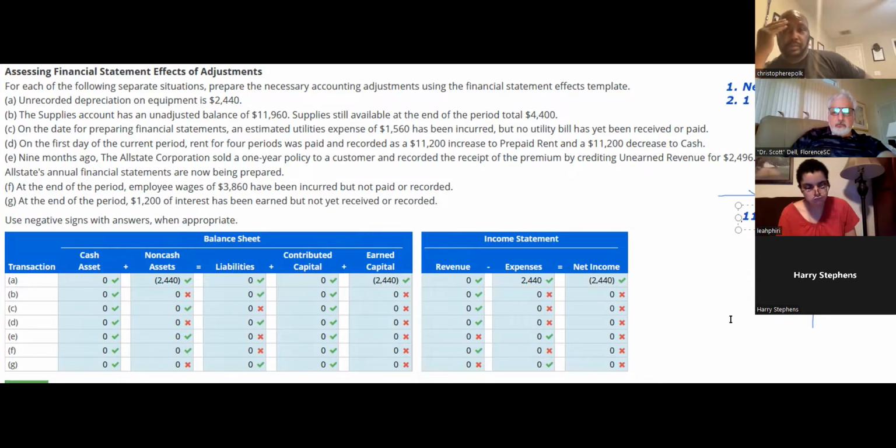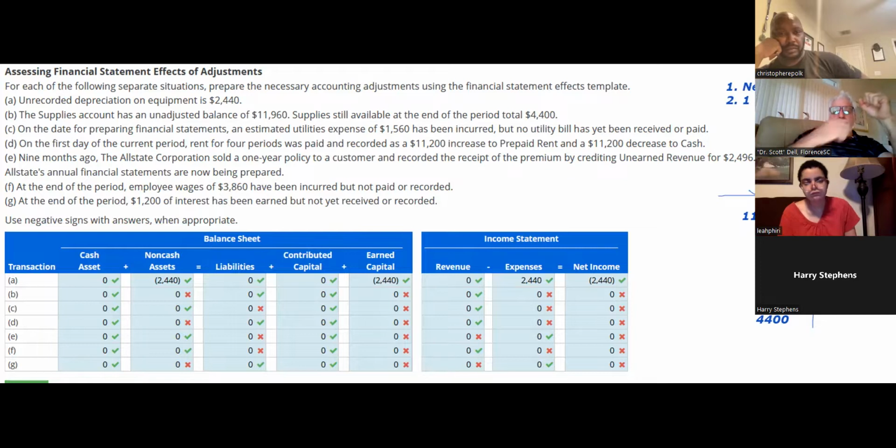What's my ending balance? 4,400. If I buy supplies, it ups my supplies. If I use up supplies, that's my supplies expense. How much in supplies expense am I going to have? Someone want to do the math? It should be beginning minus ending. 7,560, sound right? Yep, 7,560. So that's the amount I need to adjust my supplies.